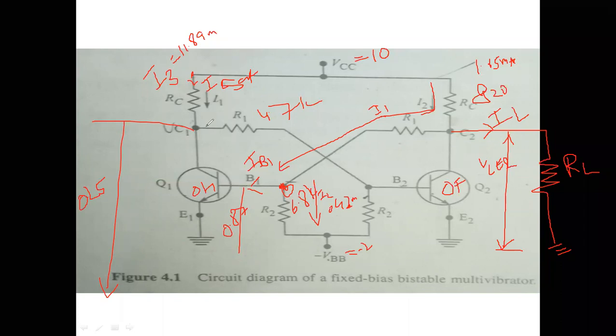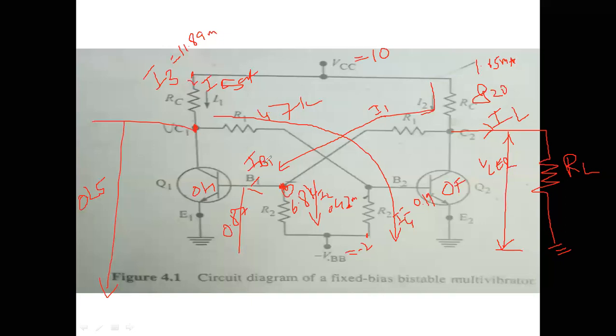Now we want to find I4. Here the voltage is VCE SAT, and this voltage is VBB. Therefore VCE SAT minus minus VBB is plus VBB, so 0.25 plus 2 divided by R1 plus R2 gives I4 as 0.19 milliamperes. You have to find all the currents.